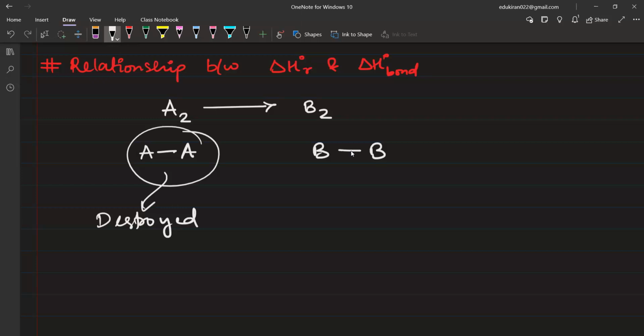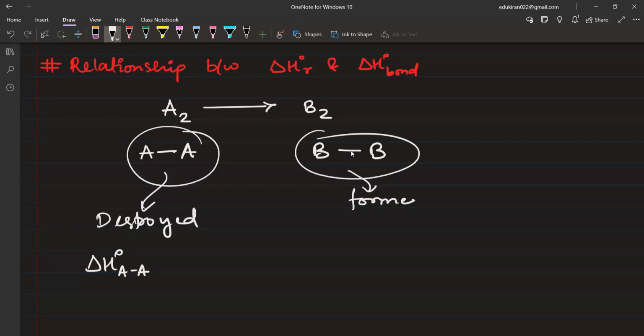ठीक. In order to break A, ध्यान से सुनिएगा. In order to break A, I have to give enthalpy of AA. I have to put this much energy. Yes or no? Please tell me, guys. Correct, na? The enthalpy of breaking 1 mole of AA bond. And what is happening with B2? B2 is getting formed. B2 form हो रहा है. That is the opposite of destroy.